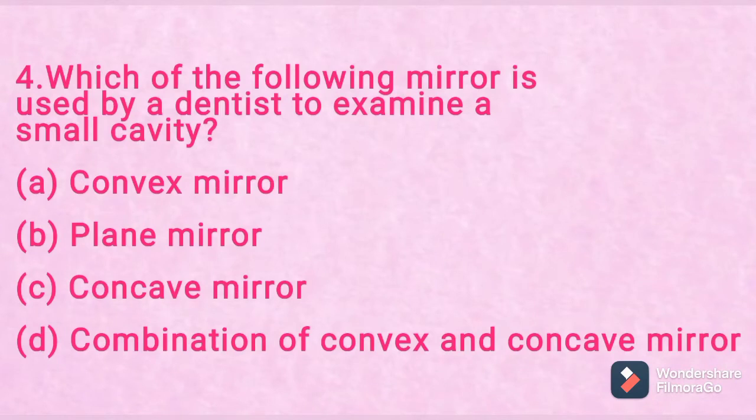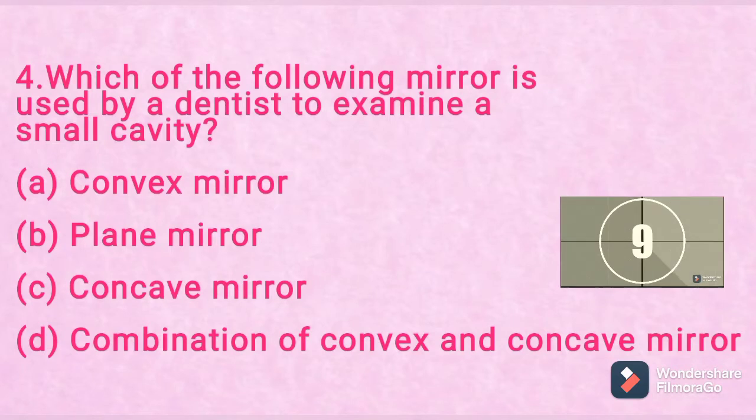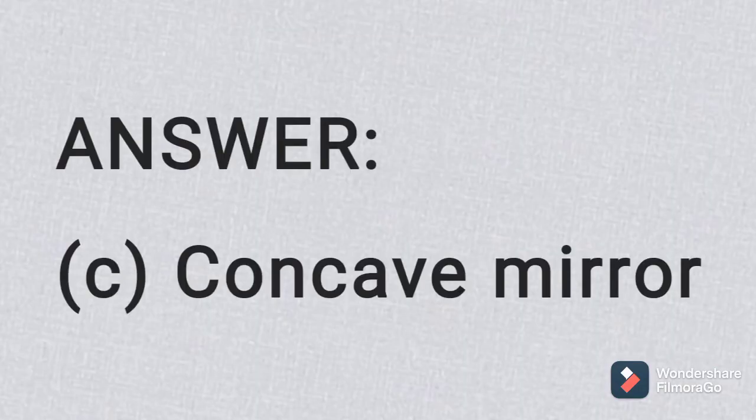And the fourth question is, which of the following mirrors is used by a dentist to examine a small cavity? Option A convex mirror, option B plane mirror, option C concave mirror, option D combination of convex and concave mirror. And the answer is option C, concave mirror.